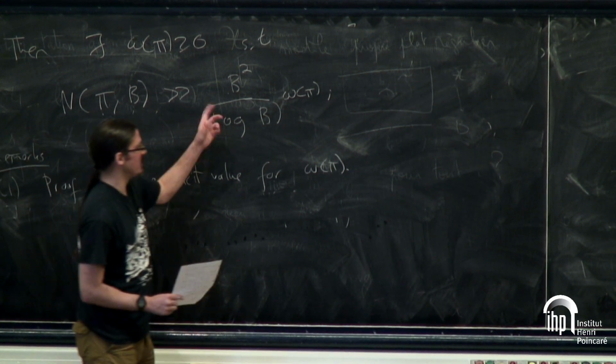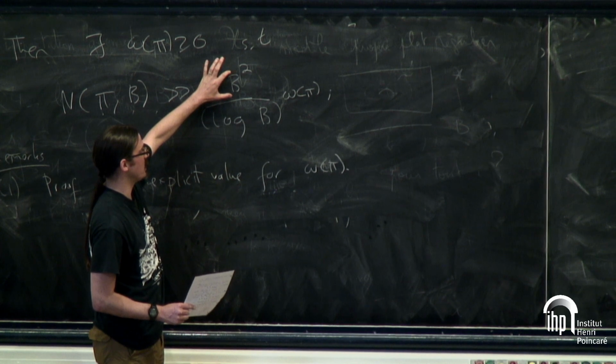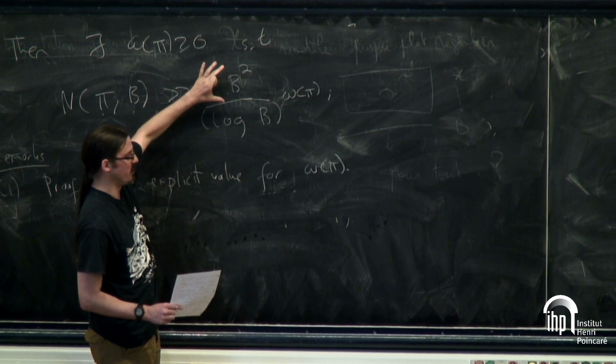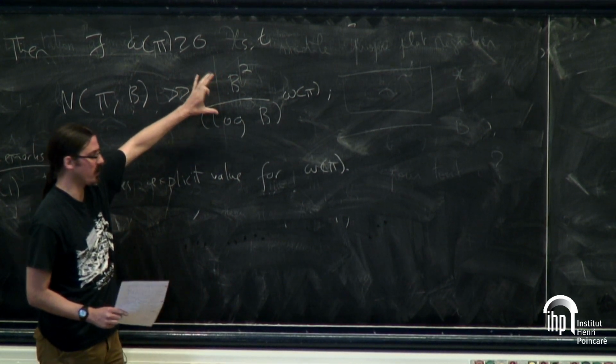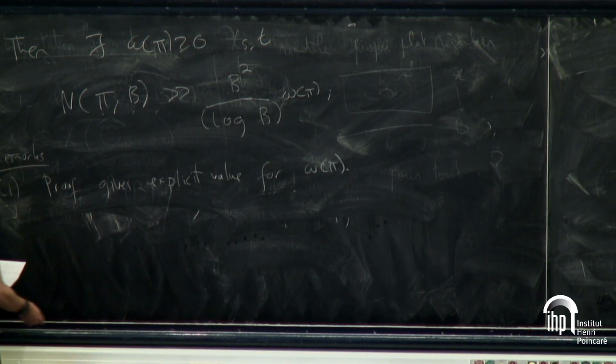Thimios said it's even difficult to get a small power here, b to the epsilon, so we got something which is very close, just within a power of a logarithm of what the correct answer should be. I don't know what it should be in general because you don't know how to control the Hasse principle in general.